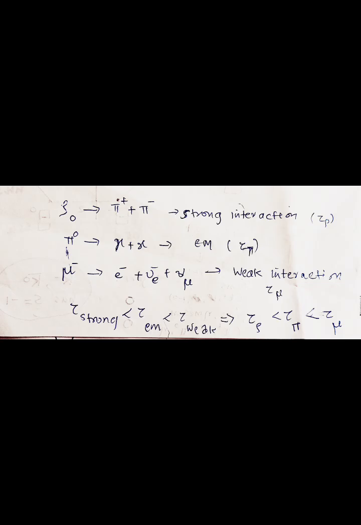So here the reaction rho 0 gives pi plus plus pi minus is a strong interaction, pi 0 gives gamma plus gamma is an electromagnetic interaction, and mu minus gives e minus plus nu is a weak interaction. So we know that tau strong is less than tau EM, which is less than tau weak. So we can say tau rho is less than tau pi, which is less than tau mu.